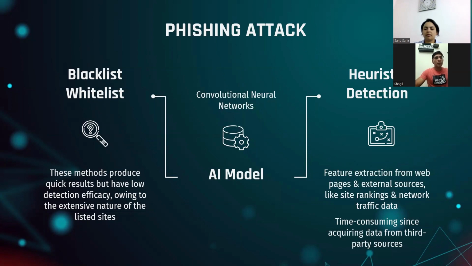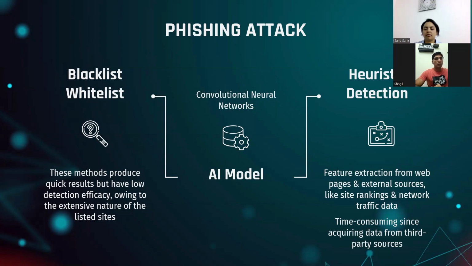And I would like to explain about the traditional approach, how currently it's being handled without AI support. So we have the blacklist and the whitelist approach. This method produces a quick result, but this has got a low detection efficiency. So that is the drawback with approach one, using the blacklist and the whitelist approach.